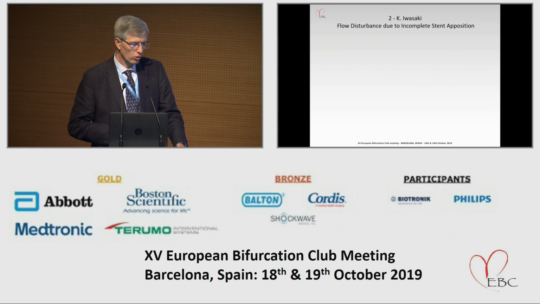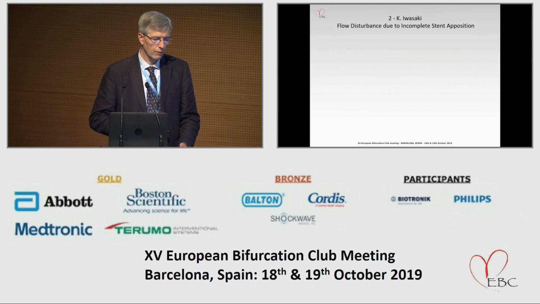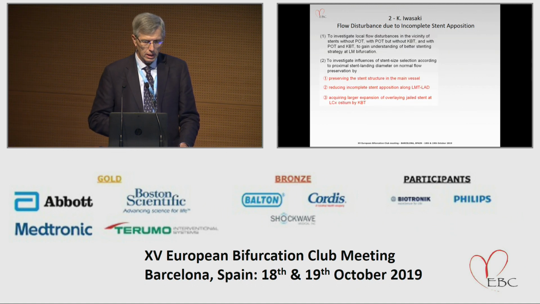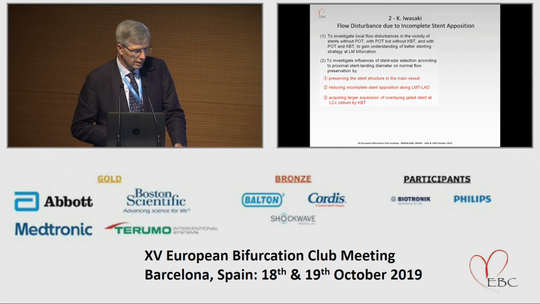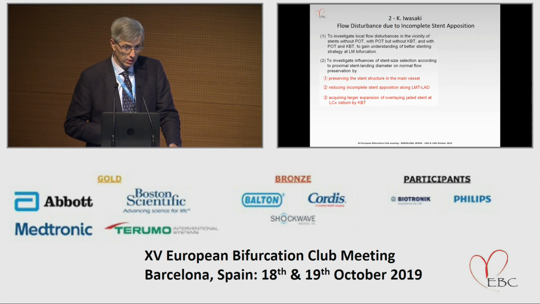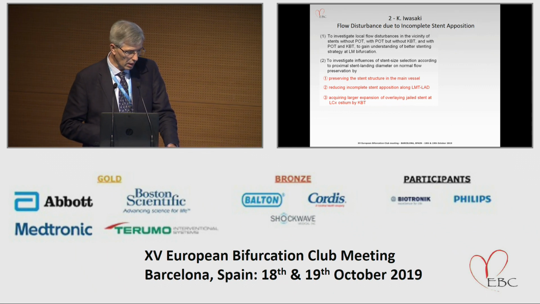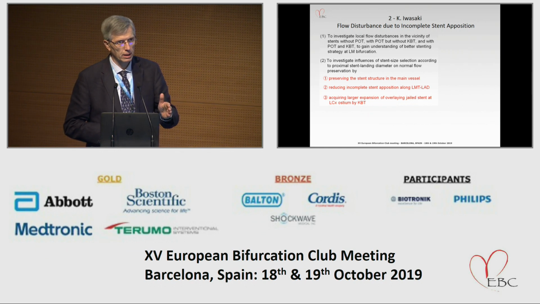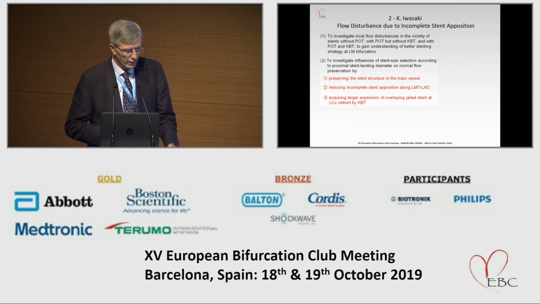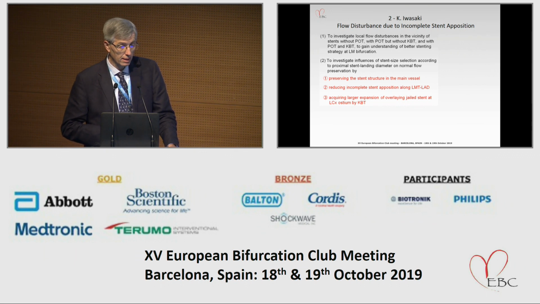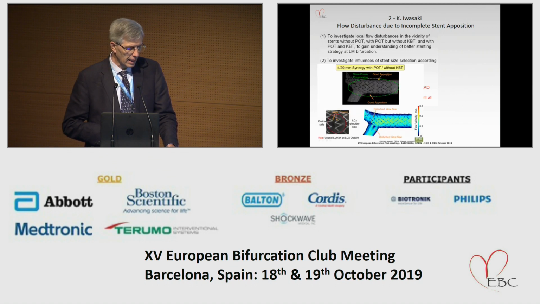The second presentation, by Dr. Iwasaki, was an in vitro study. He was interested in investigating the local flow disturbances in the vicinity of the struts, comparing different techniques to complete the procedures: POT without kissing balloon and POT with kissing balloon. And he wanted to investigate the influence of stent size selection according to the proximal size of the vessel. This is just an example.